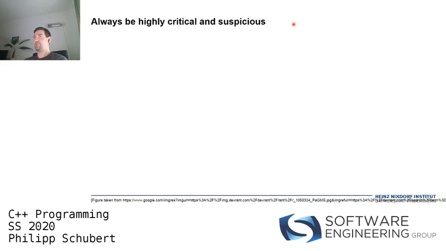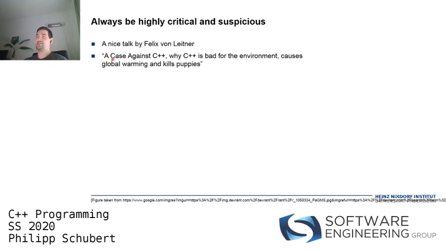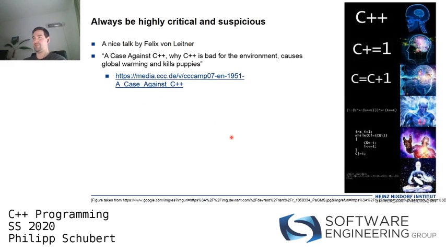That would be already it for today. One more point: always be highly critical and suspicious. Here's a nice talk by Felix von Leitner. Very interesting, very fun talk. Not everything is great about C++. C++ also has some caveats. And there's a talk, a case against C++. So why C++ is bad for the environment, causes global warming and kills puppies. Here's a link if you're interested in that. That's a very interesting, very critical talk. It's not as bad as presented in the talk, probably, but have a look at the talk if you're interested, and make up your own opinion on that. Here is still a nice meme on C++.